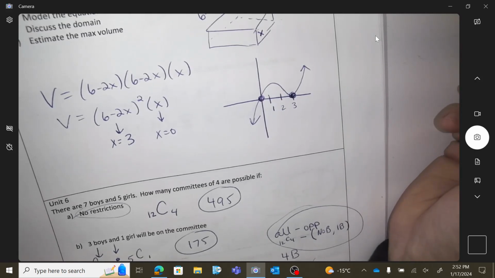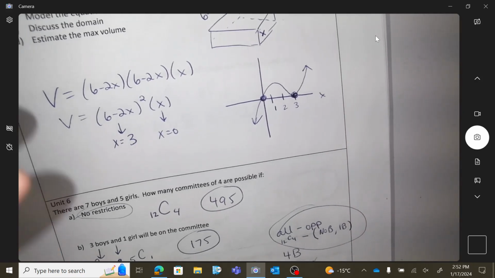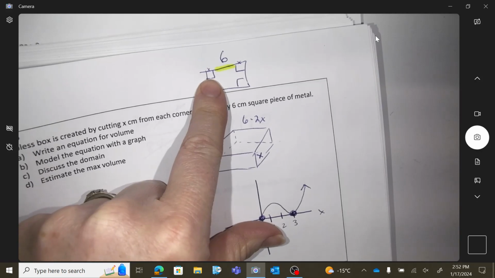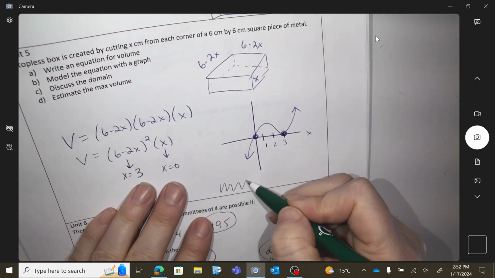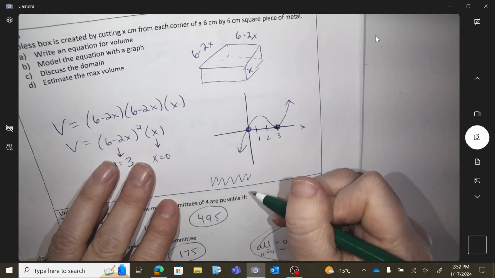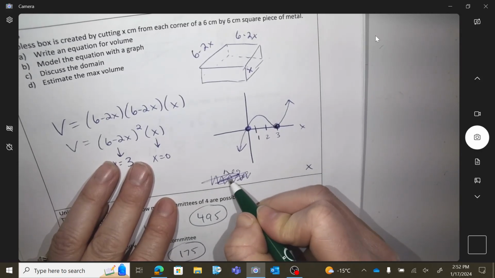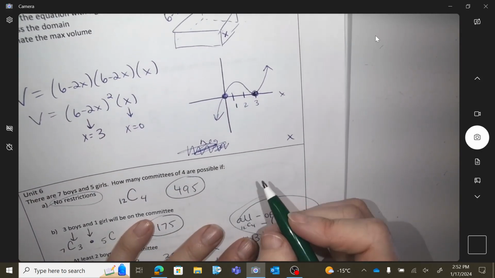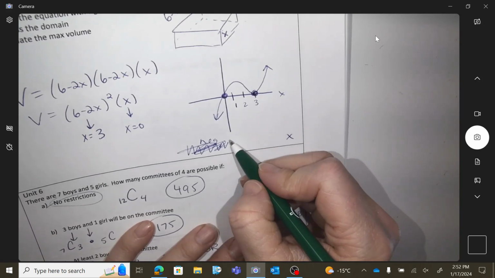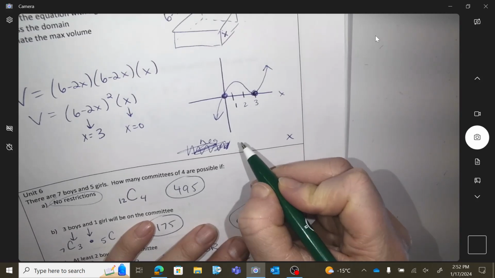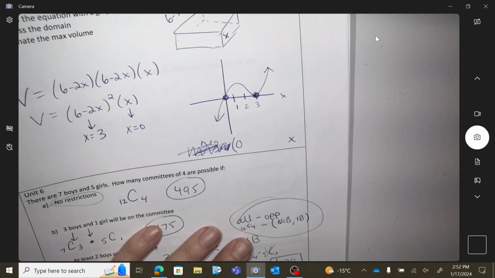And we need to discuss the domain. So x. X is me cutting off an amount. So we can't have negative x, right? X negative, not good. Can you have an x of 0? Can you cut 0 off? No. You can't be on 0, so you can be anything just above 0.